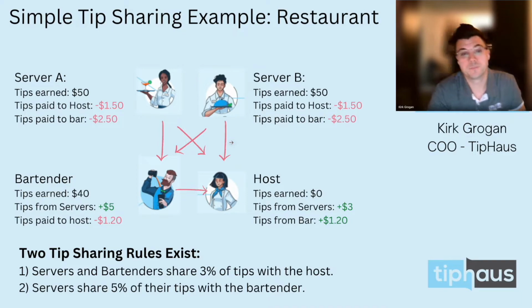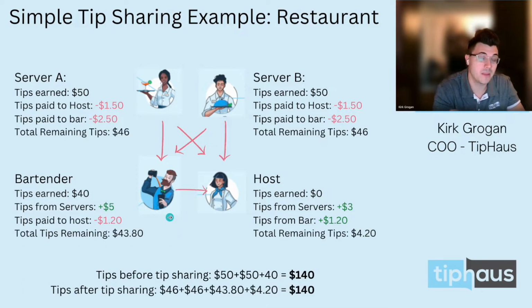to the bartender. And after all this is said and done, we now end up at server A earned $50 in tips, but paid their supporting team members a total of $4. So they now have $46 left in tips. Server B has the exact same scenario. The bartender earned $40 in tips, but paid their host $1.20 and received from the servers $5, making it a total of $43.80. And the host earned $4.20 in tips for their help supporting servers and bartenders and getting guests sat on time, maybe cleaning or bussing, etc.